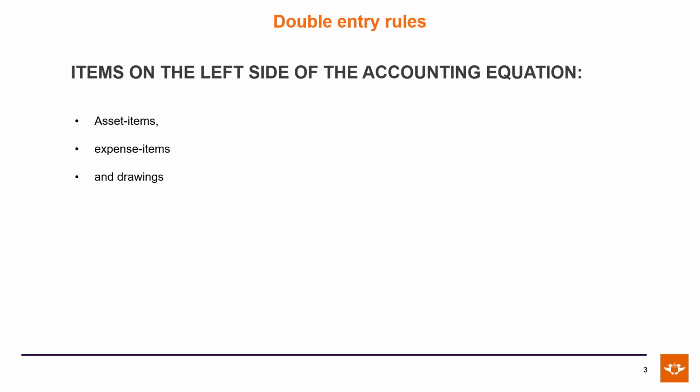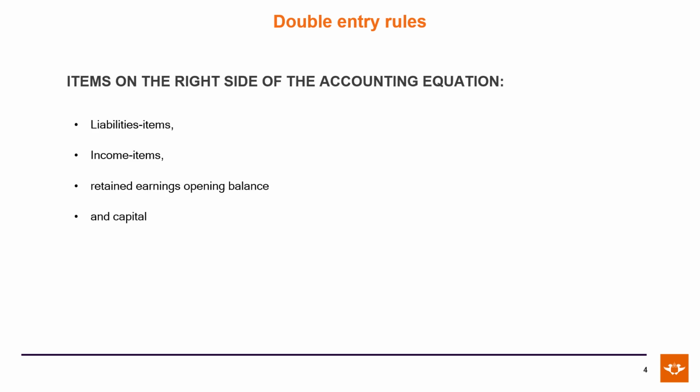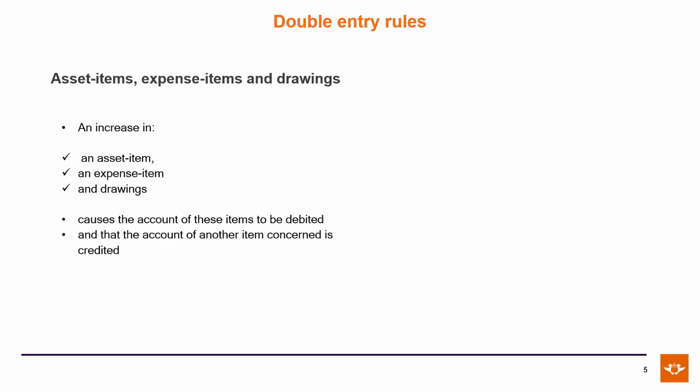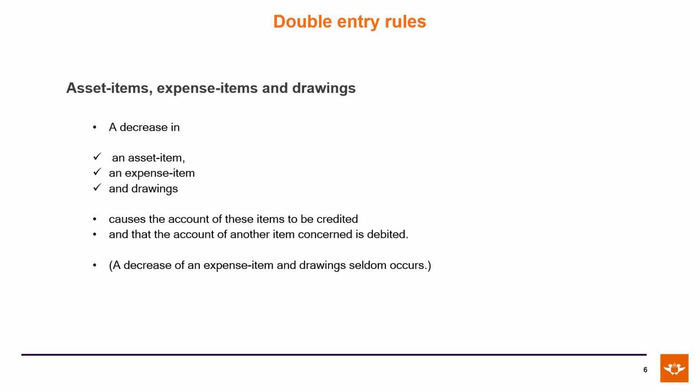Now, let's look at the items one by one. Items on the left, you have assets, expenses, and drawings. And then items on the right, we have liabilities, income, retained earnings, and capital. Now, let's look at assets, expenses, and drawings. For an increase in these items, you need to debit them, which means whenever you debit these accounts, another account will be credited. A decrease in assets, expenses, and drawings will cause these items to be credited, which means another account must be debited. From this, we can get now that for assets, expenses, and drawings, to increase them, you need to debit those accounts. For a decrease, you need to credit these accounts.